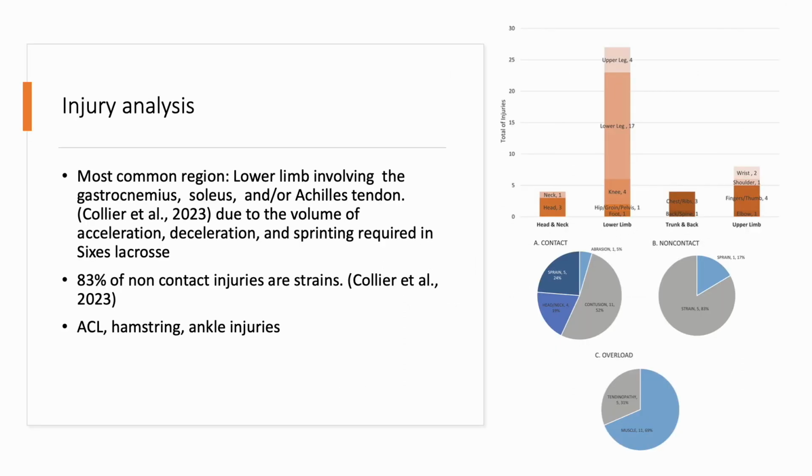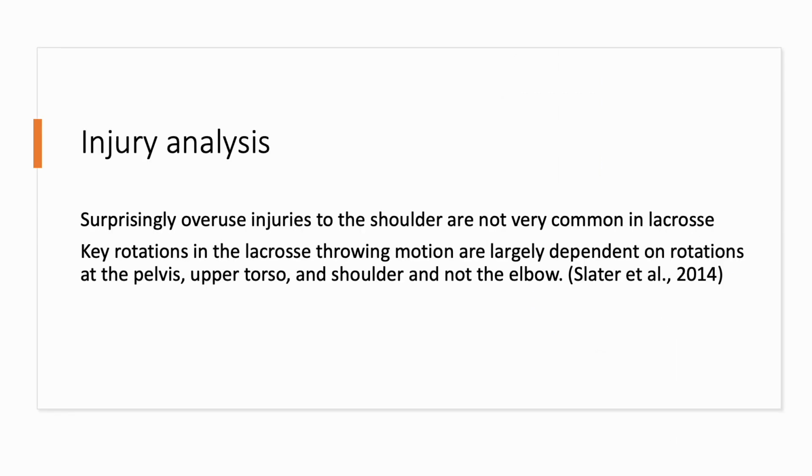The most common injury region is the lower limb, involving the glutes, the calves, and the Achilles tendons, mostly due to the volume of acceleration, deceleration, and sprinting. Also, 83% of non-contact injuries are strains, which involve the ACL, hamstrings, and ankle injuries. Surprisingly, there aren't many overuse injuries to the shoulder due to the key rotation in lacrosse. Throwing motion is largely dependent on rotation at the pelvis, upper torso, and shoulder, not on the elbow.